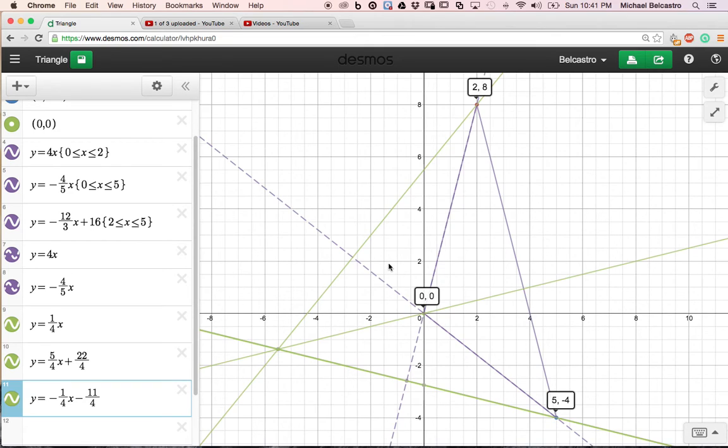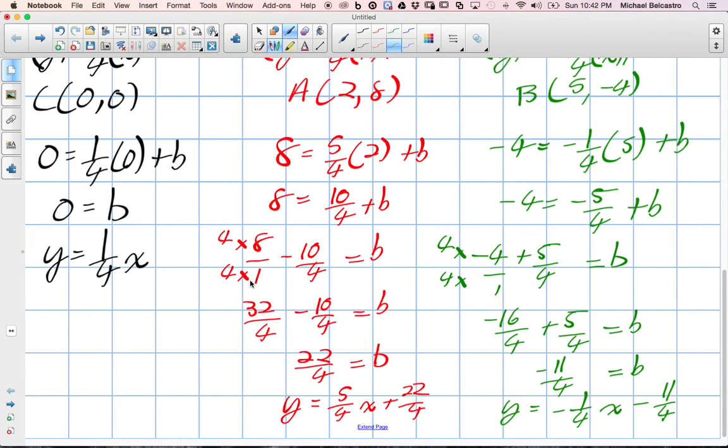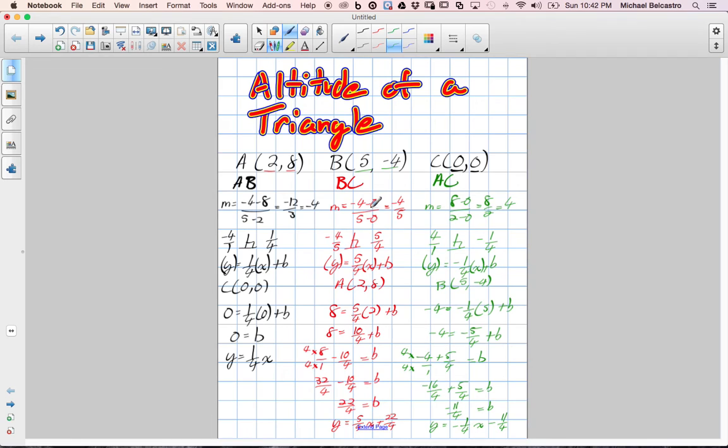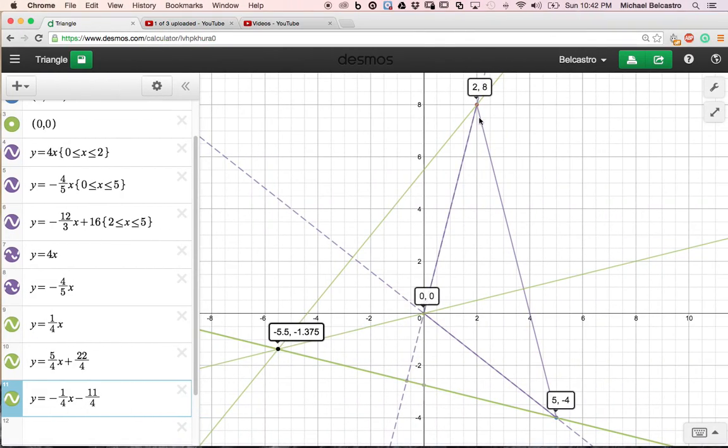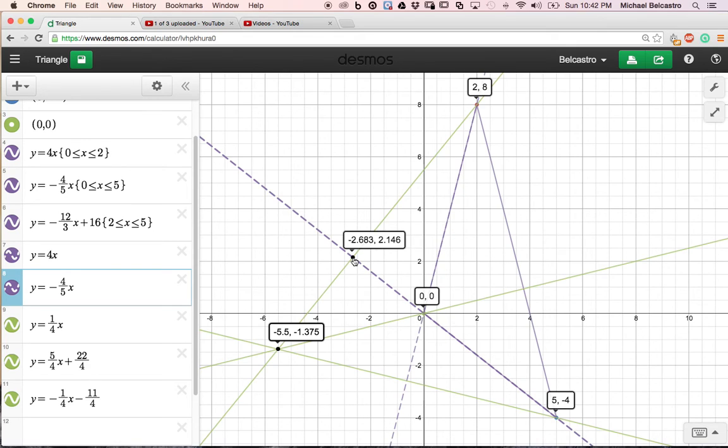And if you notice something about all the altitudes, they all actually intersect. Though it's outside of the triangle, they all intersect out here. And the point is called the orthocenter. Really you only need two of them to find the orthocenter, but that's how you'd find the altitudes of a triangle. If you wanted to find the actual heights, you'd have to find out where these points intersect the equation of this part of the triangle.